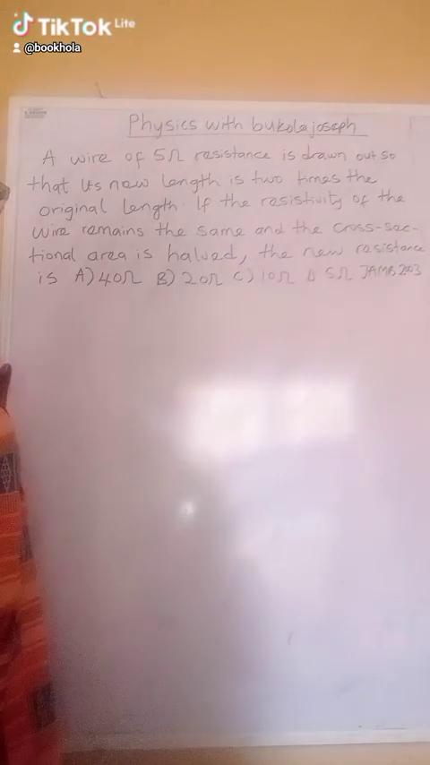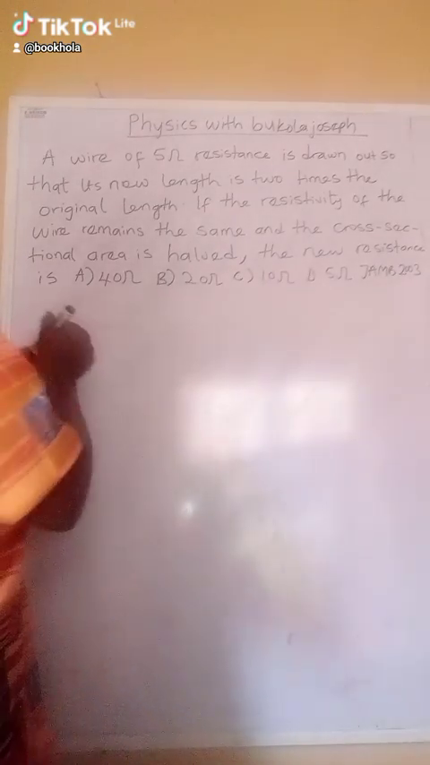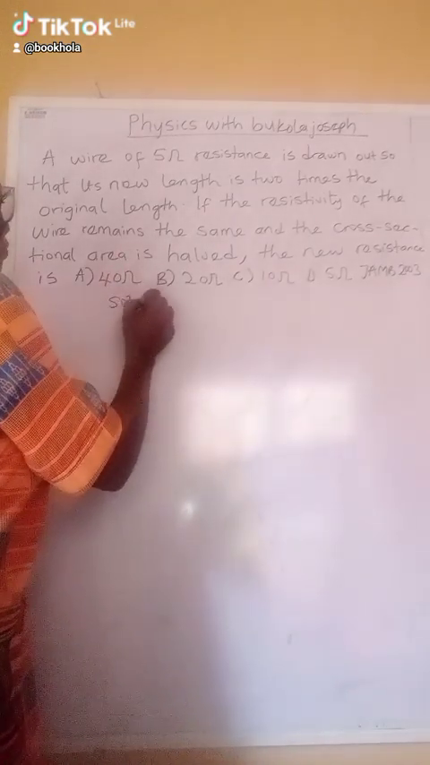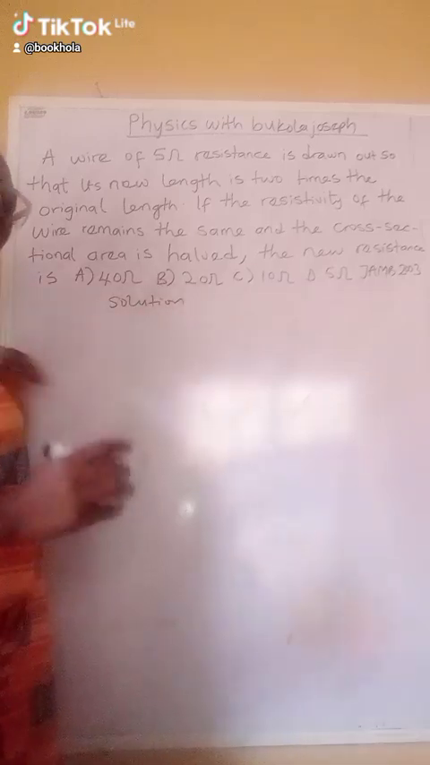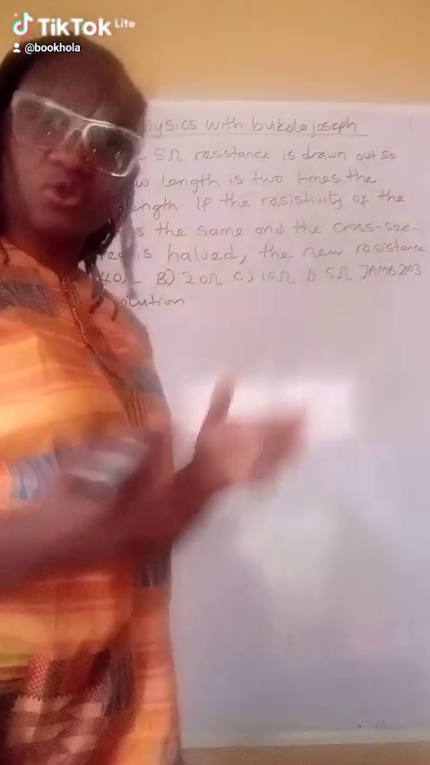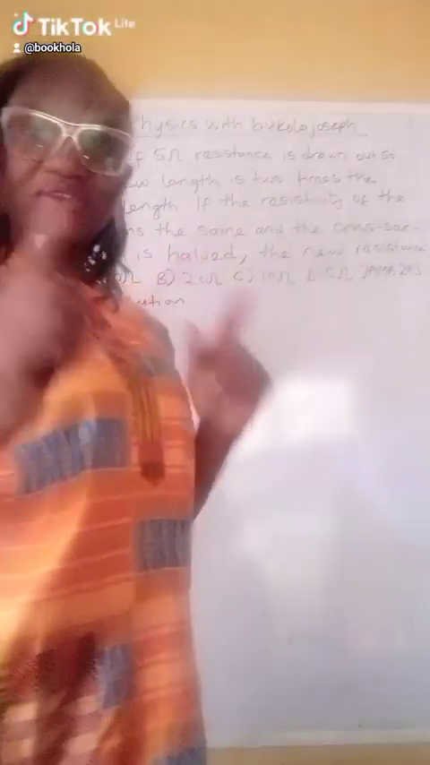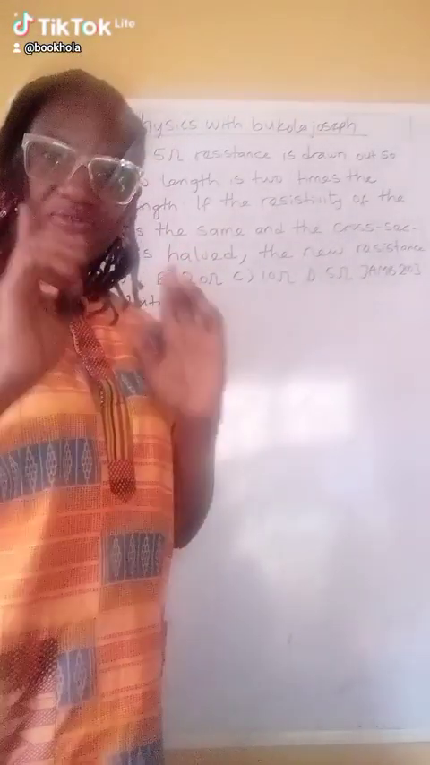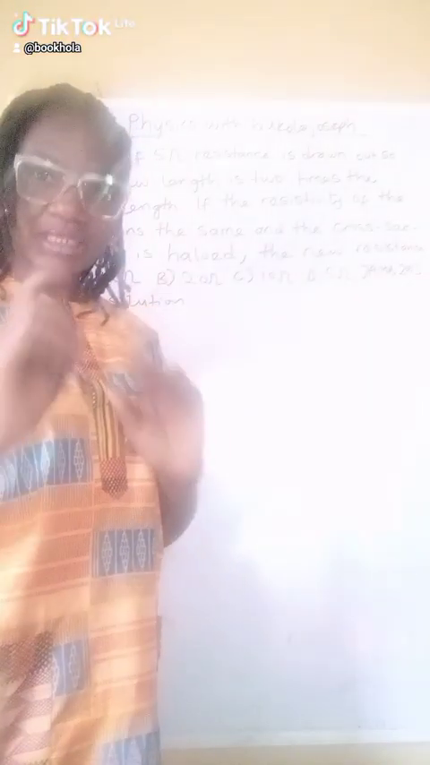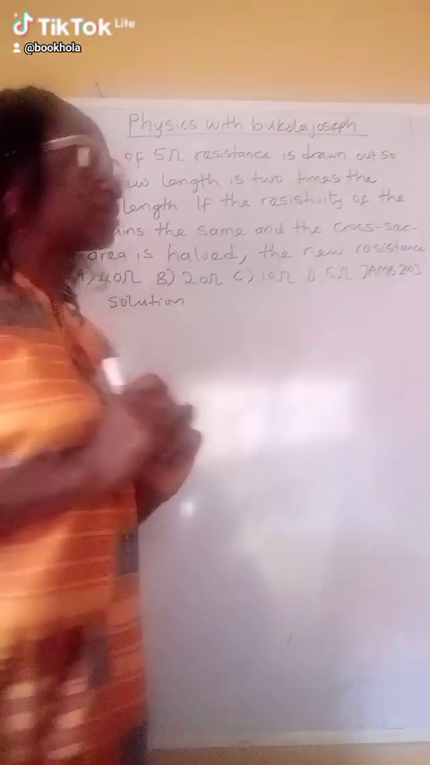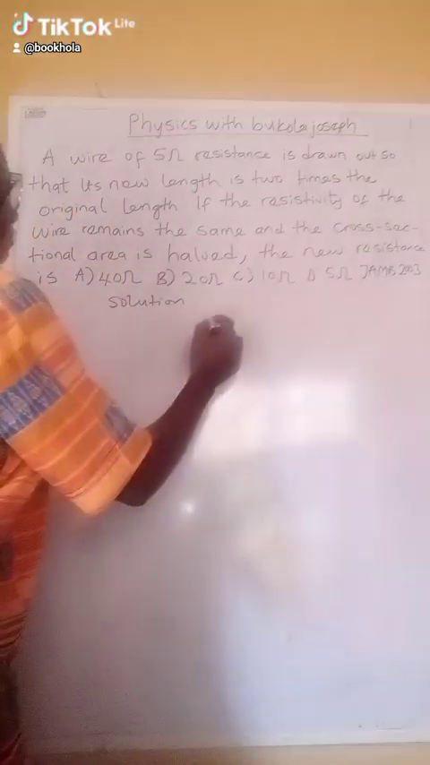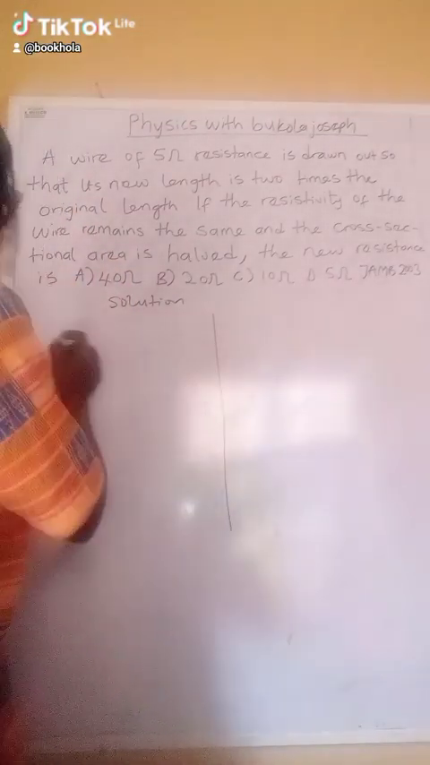JAMB 2003. Okay, let's bring out the parameters from the question. If you have a problem that has to do with comparing two things together, I would advise you do it in a tabular form. Now let's see how to solve this kind of problem, doing it in a tabular form.